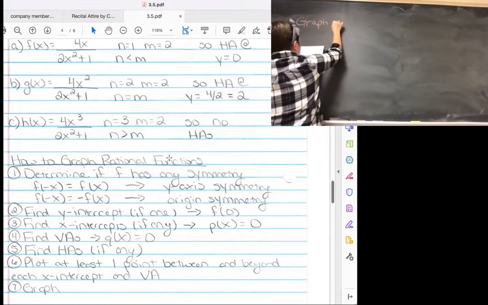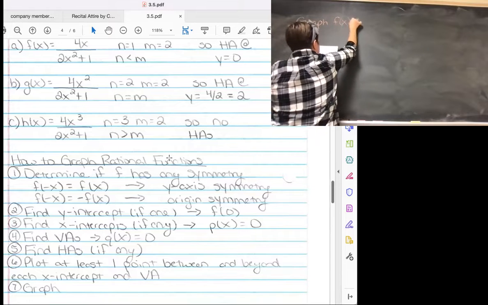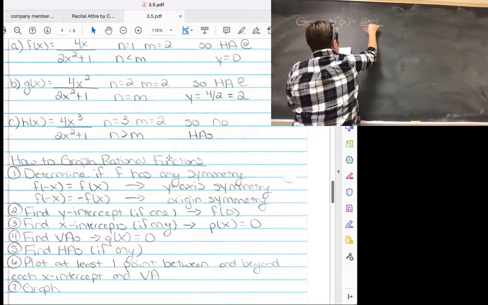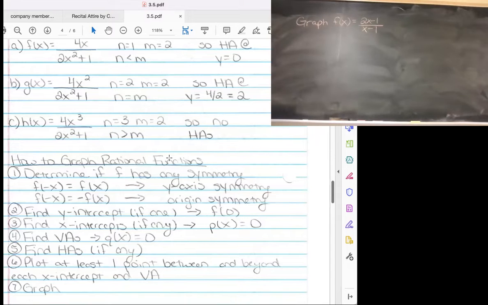All right, so we are going to graph f of x equals 2x minus 1 over x minus 1. This is going to be our first graph. And we're going to do all of the steps, and I'm going to label them, and we're going to go through them so you can see how it all works. So step 1 is symmetry. Symmetry is where we're looking at f of negative x. That's where we plug in negative x into our equation and see what we get.